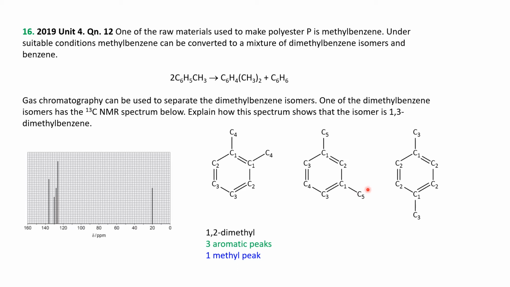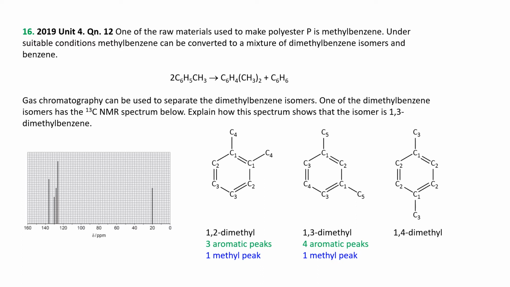Again, we've got the methyl groups, but now let's look at the carbons. You've got C1, that's a carbon bonded to a methyl group. C2 is the carbon in between those 2. C3, going around the other direction, is the carbon bonded to the carbon with the methyl group, and then C4 is the one bonded to the 2 C3s. So in 1,3-dimethyl, there are 4 aromatic peaks expected, and of course 1 methyl peak.